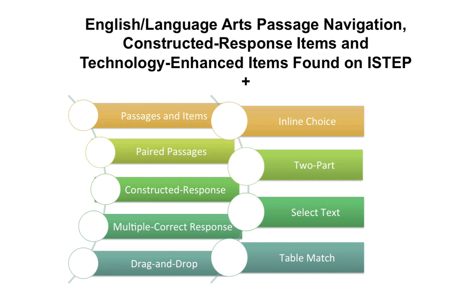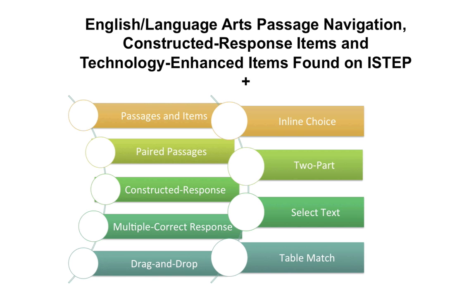Constructed response and technology-enhanced items that are passage-based are built to provide a deeper and more real-world assessment and testing experience for students. Including these item types on ISTEP Plus encourages the use of higher-order thinking skills to analyze passages and allows students to experience authentic applications of knowledge. The list shown on this slide provides examples of the English language arts passages in constructed response and technology-enhanced item types that a student may encounter while taking the ISTEP Plus online assessment.